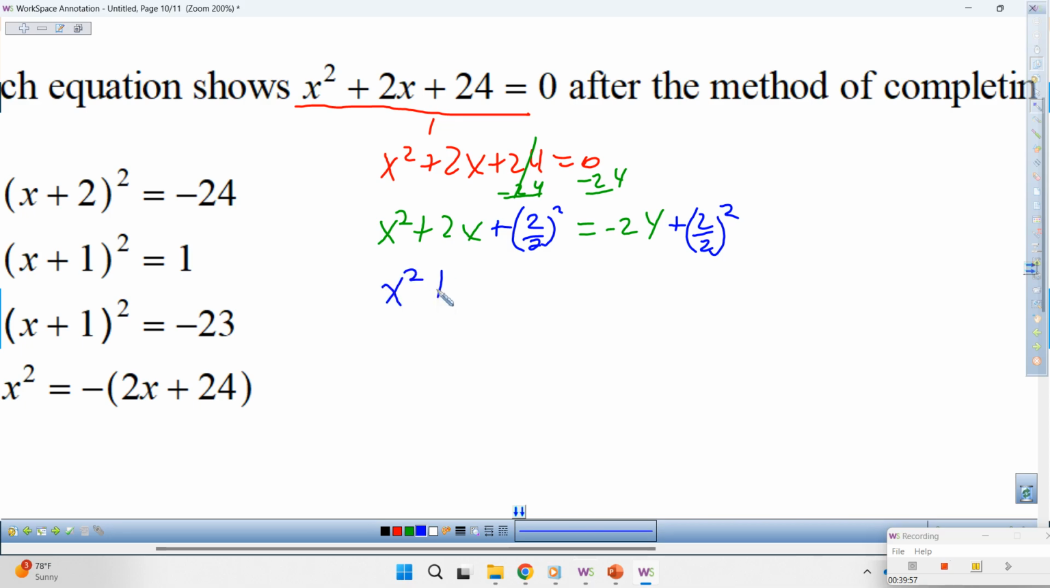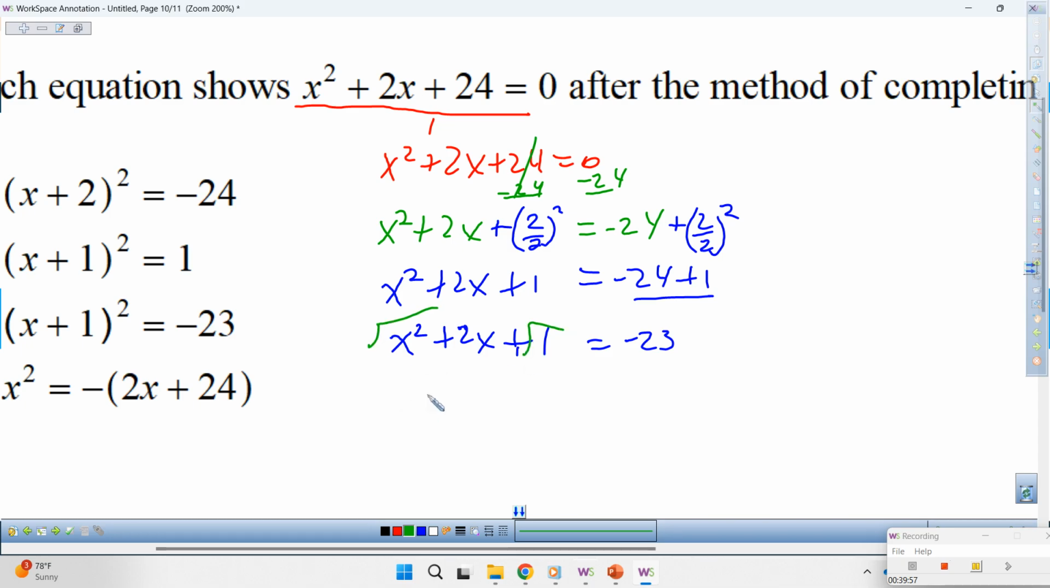So we got x squared plus 2x plus 1 equals negative 24 plus 1. Can we simplify this? Yeah, negative 23. And this is x squared plus 2x plus 1. How do we factor this, everyone? Hold on, before we go. How do we factor this? Square root, so that is x plus 1 squared equals negative 23. And it looks like the correct answer was C.